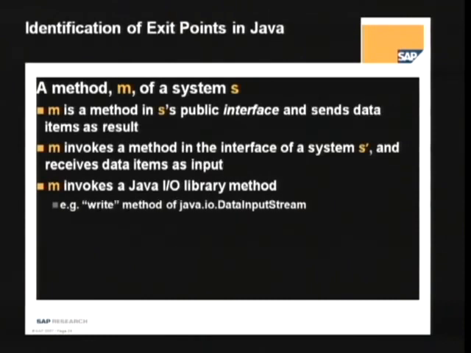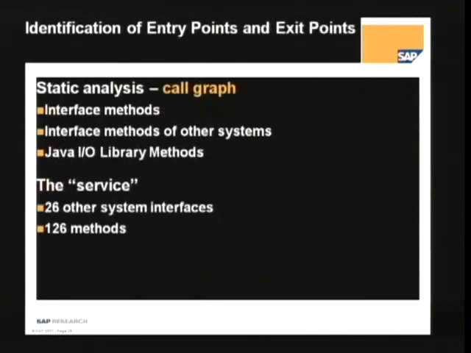If the method is an exit point, we look at the methods, of course, sending data as a result, and methods invoking a method in the interface of a system S that receives data items as input, and also methods invoking interfaces in the Java I/O library. But in this case, the method is using a write method to write something, because the method wants to store something in a store.